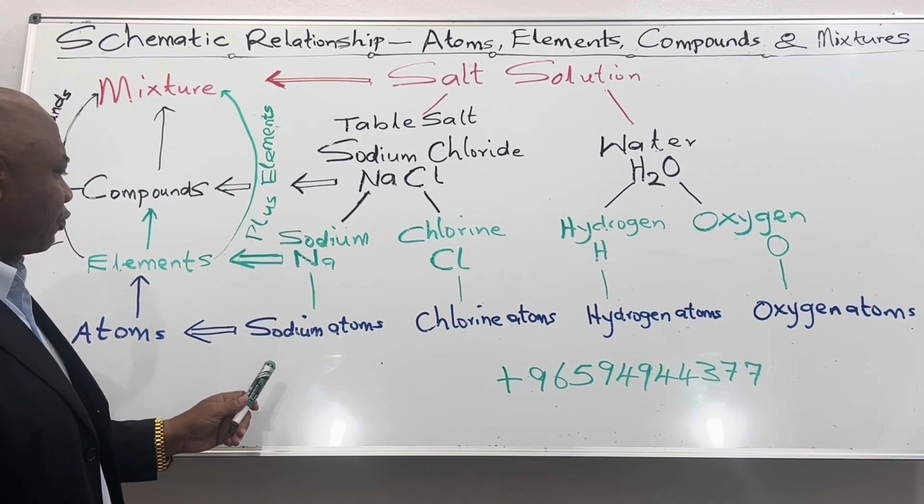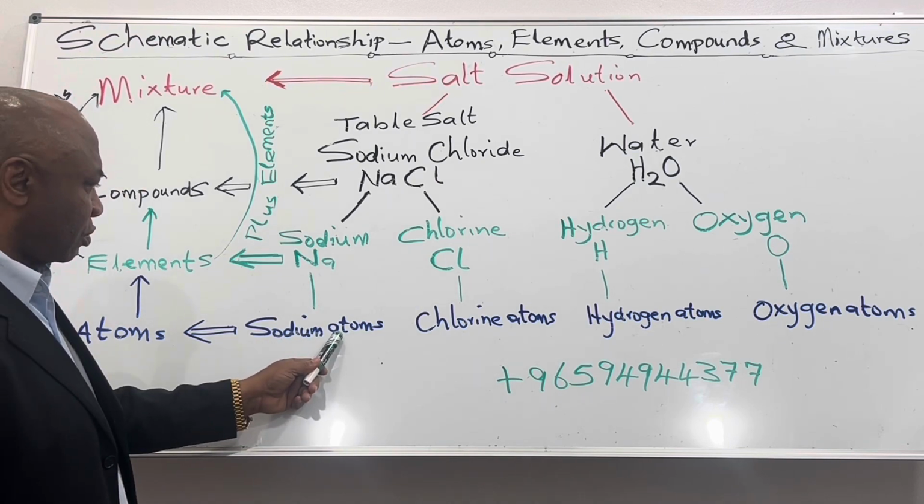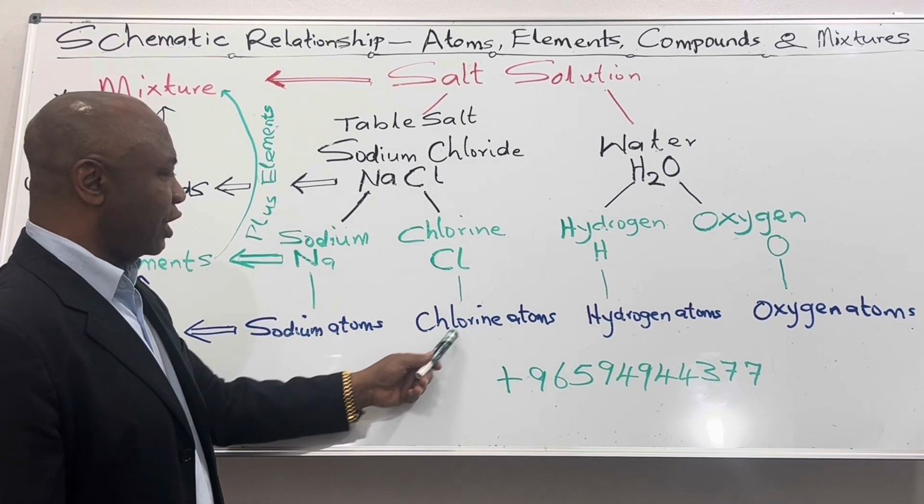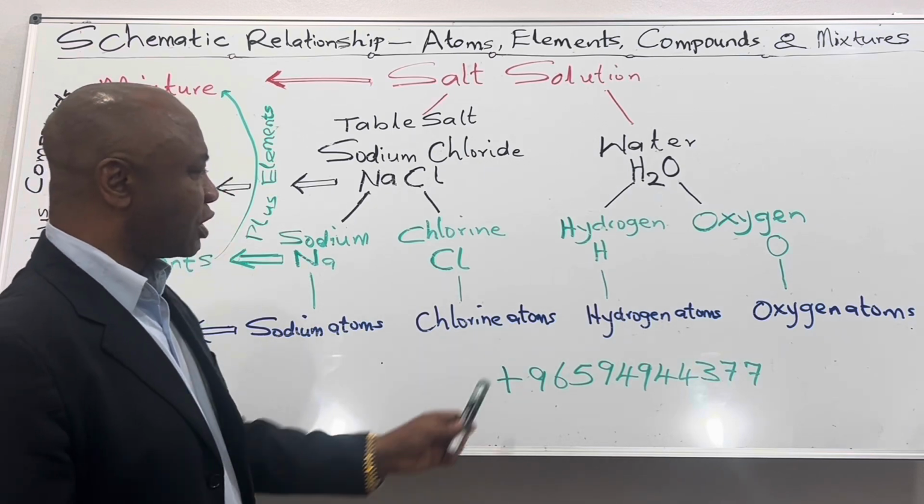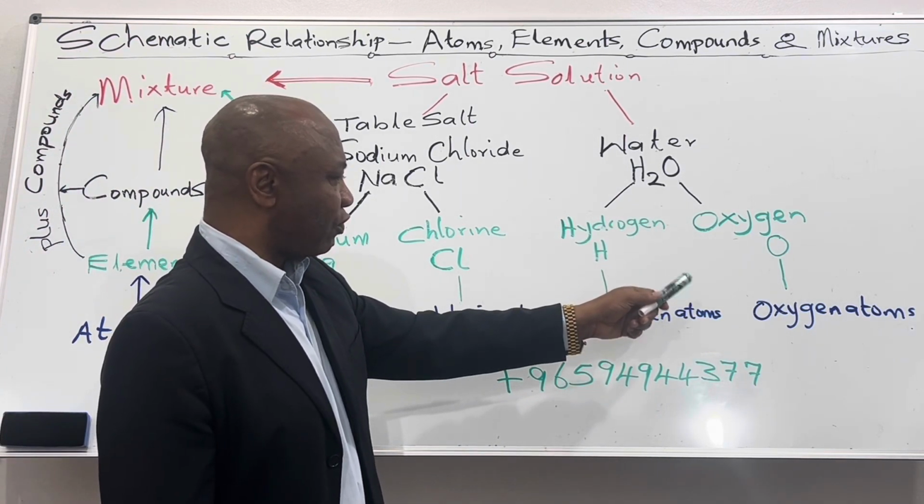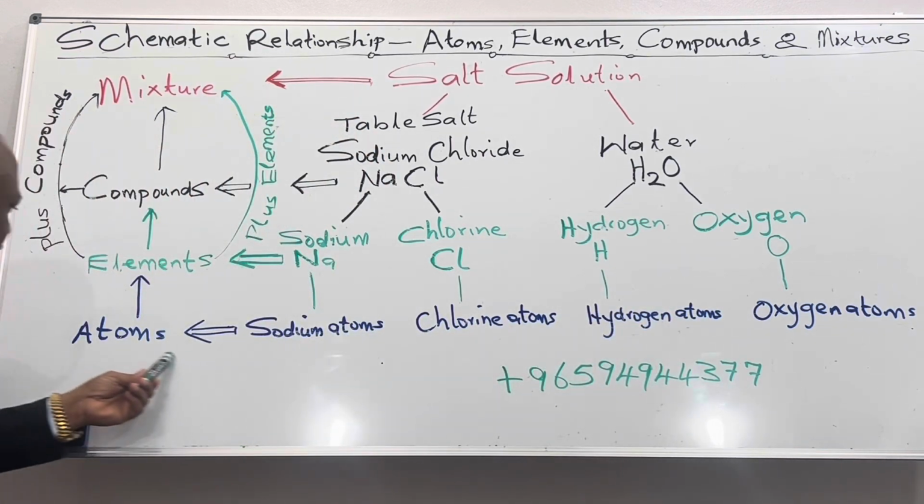Sodium is made up of the same kind of atoms, known as sodium atoms. Chlorine is made up of the same kind of atoms, chlorine atoms. Hydrogen is made up of the same kind of atoms, hydrogen atoms. And oxygen is made up of the same kind of atoms, oxygen atoms. So at the base here you have atoms.